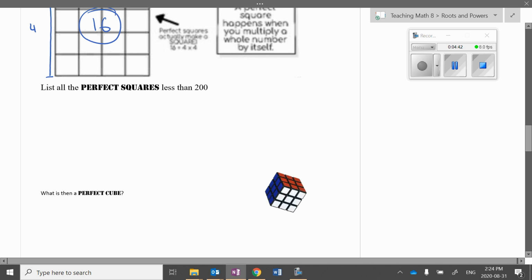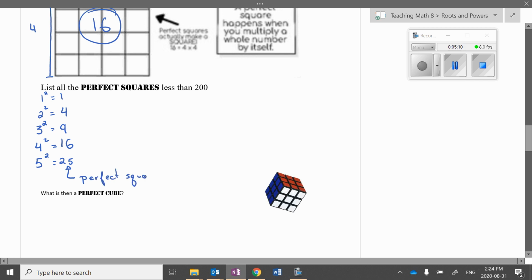So there's numbers that we would say are perfect squares in math. So let's go through our numbers. 1 squared is 1. 2 squared is 4. 3 squared is 9. 4 squared is 16. 5 squared is 25. All of those answers, so everything on the right side column, those are our perfect squares.